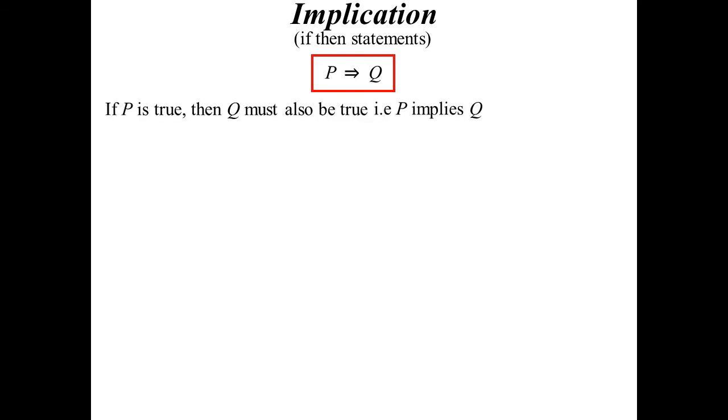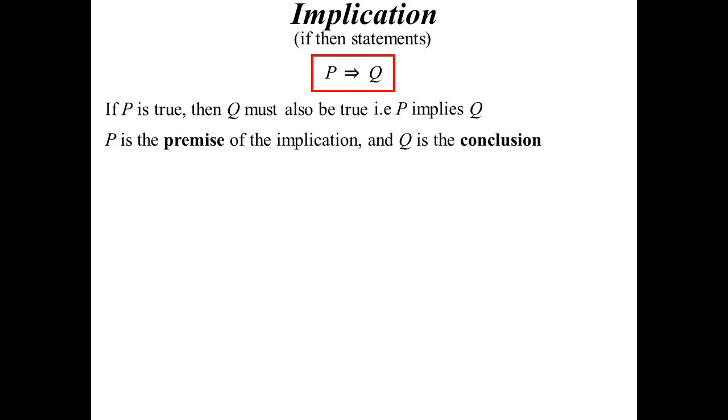Let's have a look at implication. So these are our if-then statements. P implies Q. So if we have P, then we have Q. So if P is true, then Q must also be true. Because we're saying whenever we have P, we have Q. So P implies it. P is what we call the premise. So it's the premise of it.